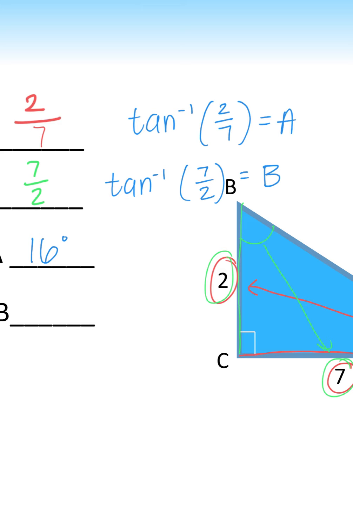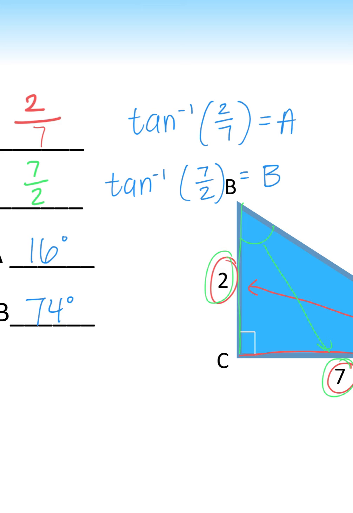74.054. 74 degrees. So 16 degrees and 74 degrees. Someone tell me why angle A and angle B add up to 90 degrees. Someone tell me why 16 plus 74 equals 90.